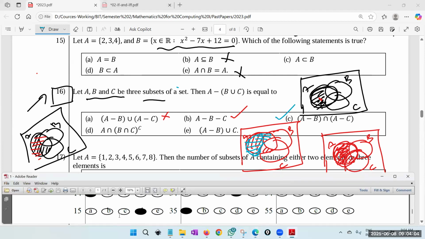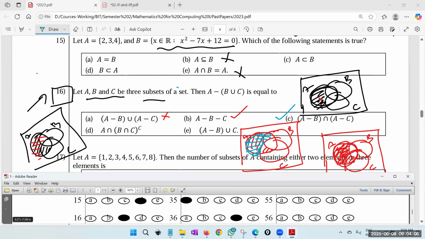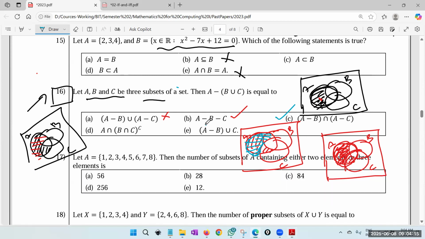Oh, B is not answer. No, B is not answer. Why is that? Right. Let's see why B is not answer. Let's do it again.